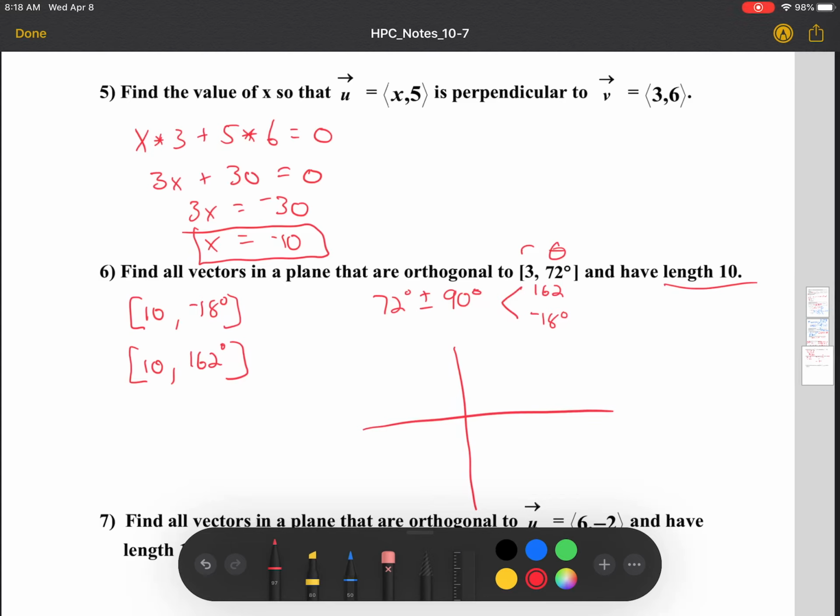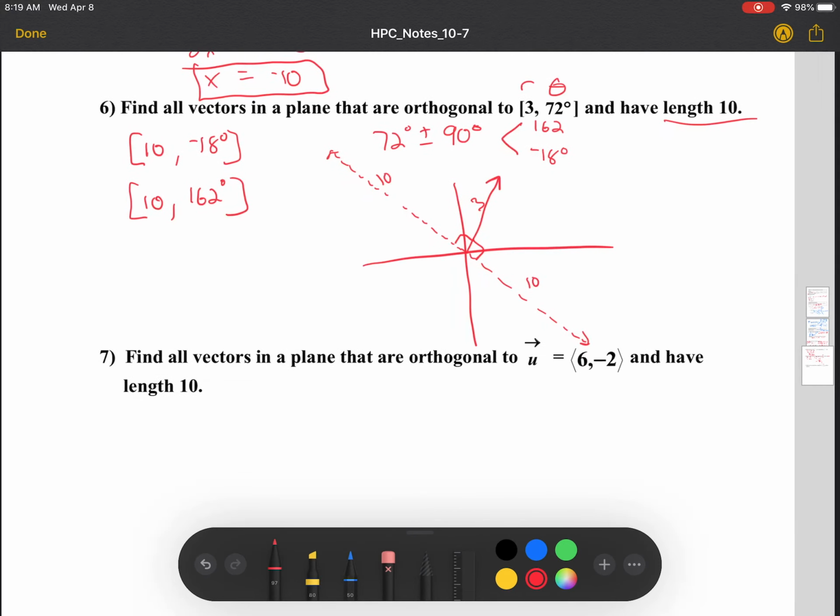That's all we have to do. If you want a little visual, our 372 degrees, let's just say it's kind of like that. Okay, that's about right. 372, that's our original point. Now, we wanted one that is length 10, right? This is length 3. This is length 10, and we want it going 90 degrees from that original one. So you add or subtract 90 degrees, get your angles.